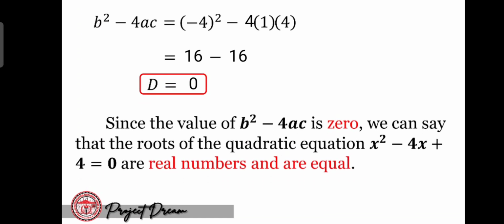Since the value of b squared minus 4ac is 0, we can say that the roots of the quadratic equation x squared minus 4x plus 4 is equal to 0 are real numbers and are equal. So to see if the roots of the given quadratic equation are really real numbers and are equal, let's try to check.